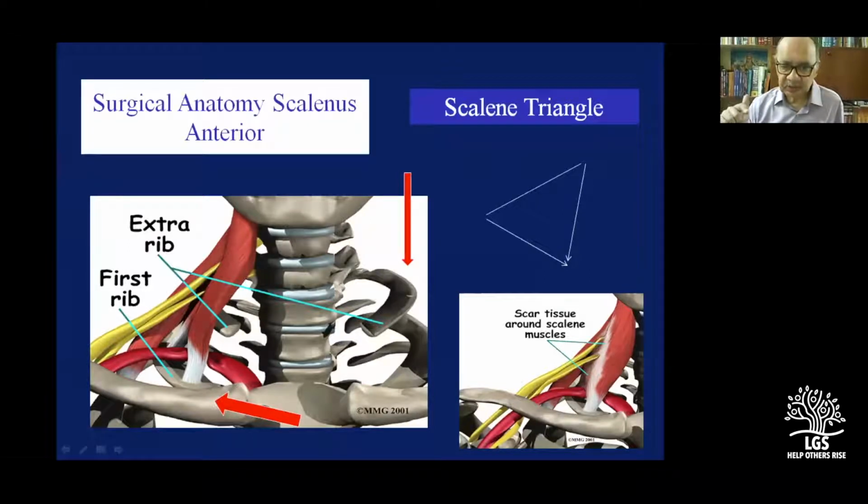The extra rib is present and comes into the scalenus space. You see the extra rib shown by a red arrow. On the edge, you will find it is flat in nature. See, all the rest of the ribs on all sides will be uniform. Here it is sharp, and it is parallel to the clavicle. Well, the other one is flat outside.